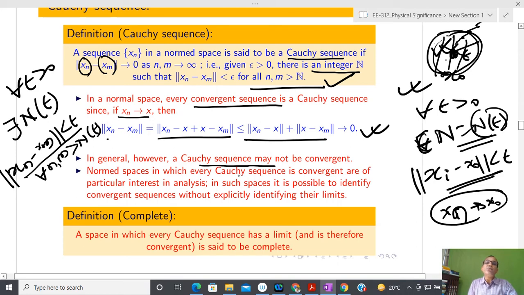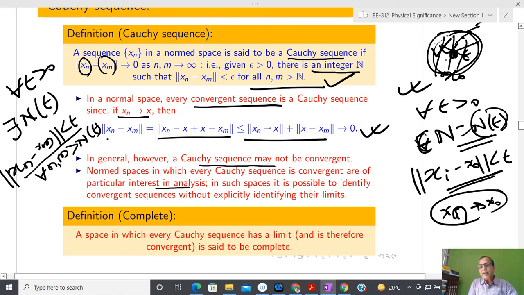Okay, always, that is not possible. Sometimes it might be possible, in the best case, that a Cauchy sequence is also convergent. Okay, so convergent is always Cauchy, but Cauchy may or may not be convergent. So normed spaces in which every Cauchy sequence is a convergent sequence are of particular interest in analysis.